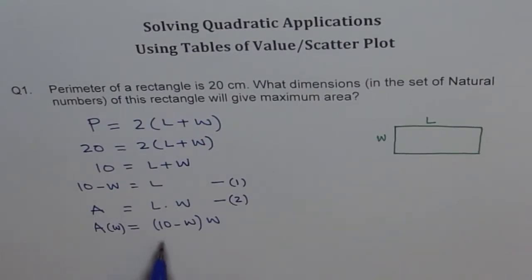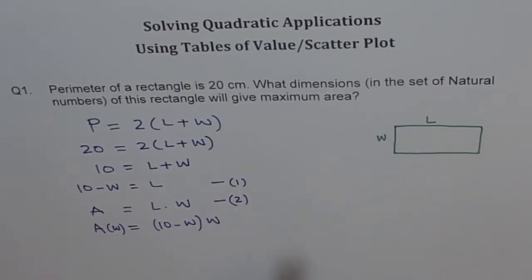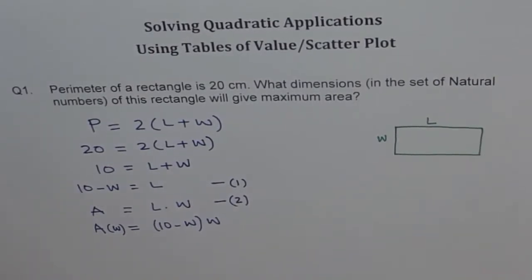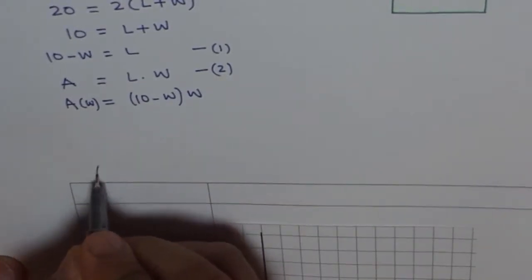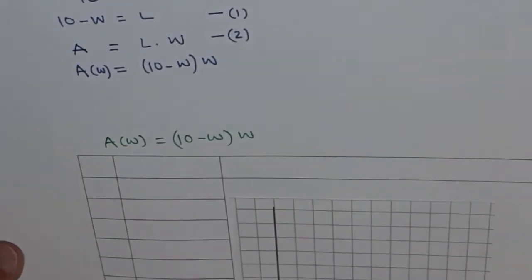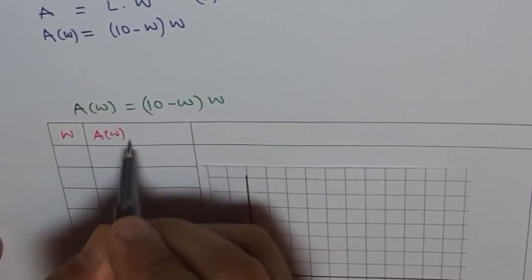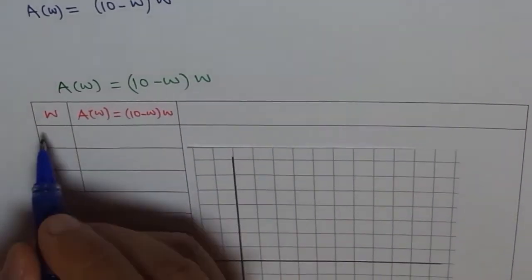Correct? Now from this equation we can have different values of W and find area. And now from the table of values we can try to find what the maximum area is. So here I already have a table and we will use our equation. So what is our equation? A(W) equals 10 minus W times W. Correct? Now we'll take some values of W and find the area. Let's say in this column we take W, and in this column we write area, which is equal to 10 minus W times W. Correct? Okay. So we can take width as 1.